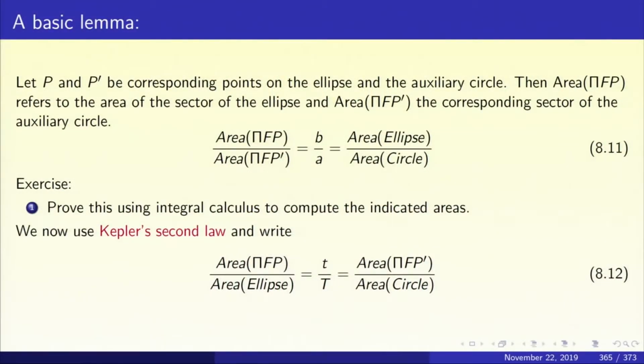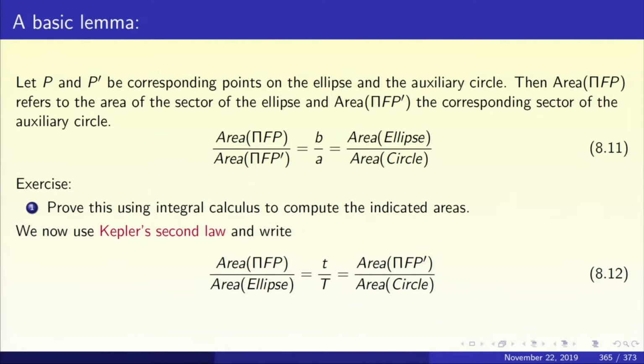We have area sector Pi F P, and that's a sector of the ellipse. P is on the ellipse, F is the focus, and Pi is the perihelion. So this is a sector of the ellipse. What about area Pi F P prime? F is the focus, Pi is the perihelion, and P prime is where? On the auxiliary circle. So it's a sector of the auxiliary circle.